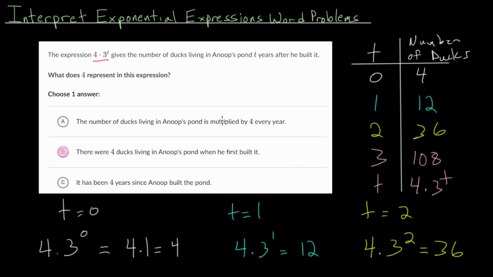So that makes sense. Now, if the question asks us, what does the 3 represent? What we can notice is that every single year, the amount of ducks is multiplied by 3. And so 3, in this case, that is our growth factor. That is the amount we're multiplying by every year. So if we were trying to figure out what 3 represented, then the number of ducks living in the pond is multiplied by 3 every year.